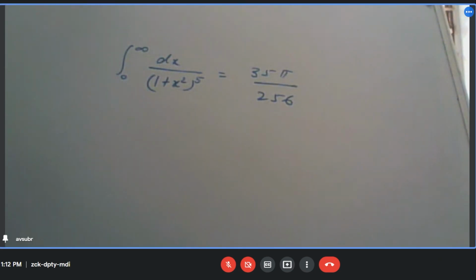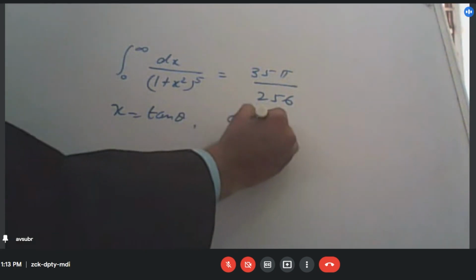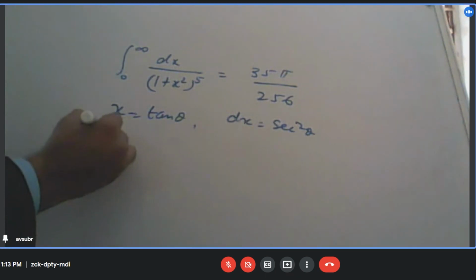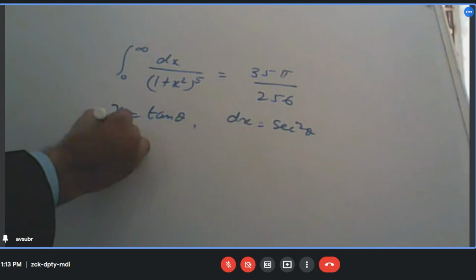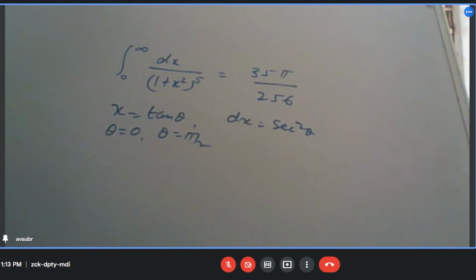x स्क्वायर को t, फिर उसे क्या होगा? x को tan थीटा मान लेते हैं हम. x इज इक्वल टू tan थीटा मान लिया. तो dx इज इक्वल टू sec स्क्वायर थीटा d थीटा हो जाएगा. तो चलो देखते हैं, अब लिमिट्स क्या हो जाएंगी? थीटा इज इक्वल टू 0 to π/2 ना. π/2. ठीक है. Yes sir.